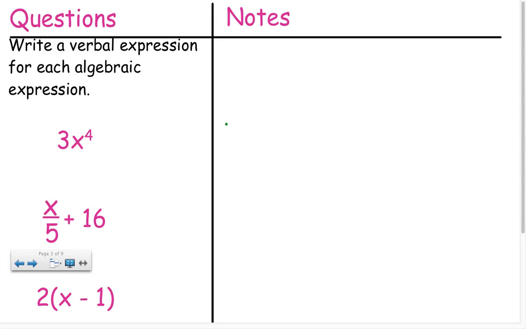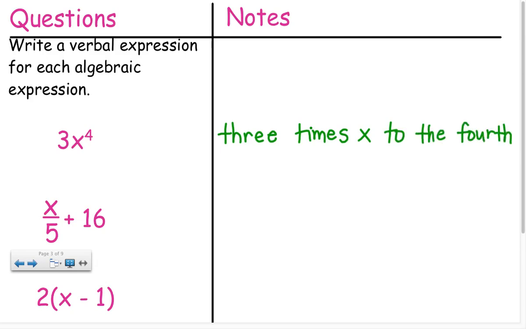So we're going to go 3, and then if that 3 and the x are touching, it means it's being multiplied. So 3 times x. And then there's a couple options for 4. We could say to the 4th power, or raised to the 4th power, or with an exponent of 4. I'm going to say 3 times x to the 4th. Make sure you write out 4th as a word, power.